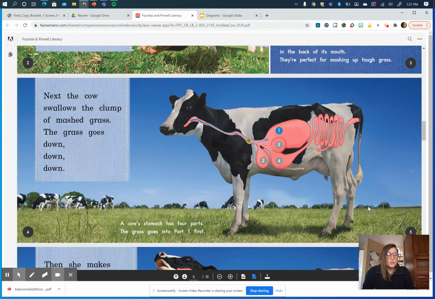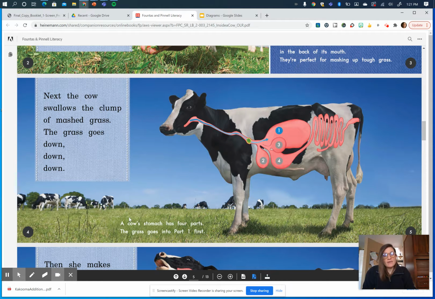Next, the cow swallows the clump of mashed grass. The grass goes down, down, down. So see this caption here. It says, a cow's stomach has 4 parts. The grass goes into part 1 first.